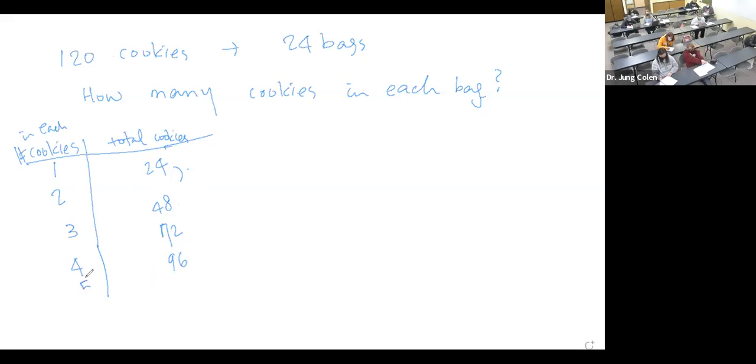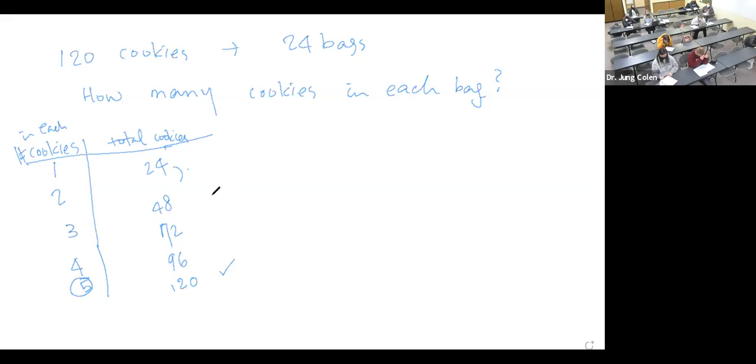I'm going to do another set of 24. If you add this by 24, what do we get? 120. Exactly, right? So I get to know that in each of the 24 bags, I'm going to put 5 cookies. So that's another way.